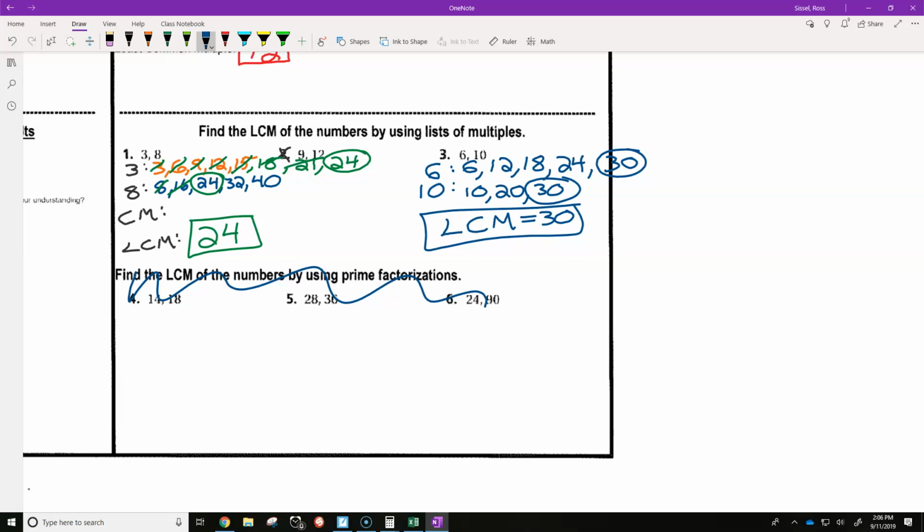Go. 21. 21. How about 4 and 8? Between 4 and 8. 8. So these are pretty simple, right?